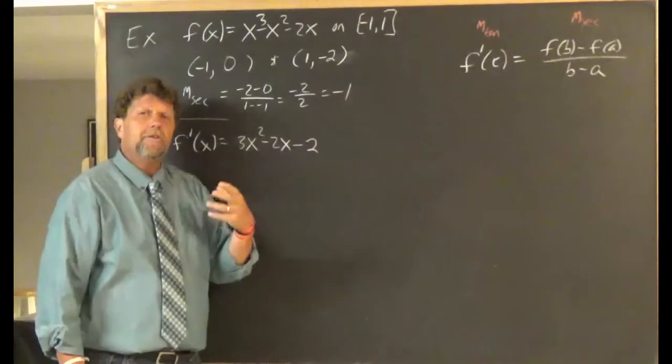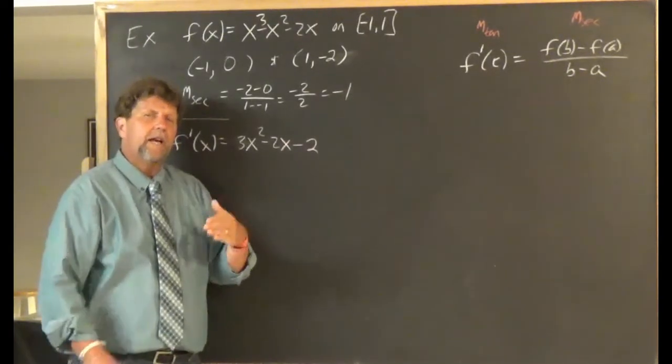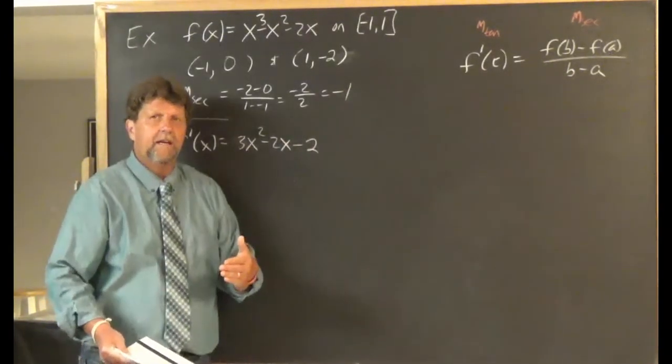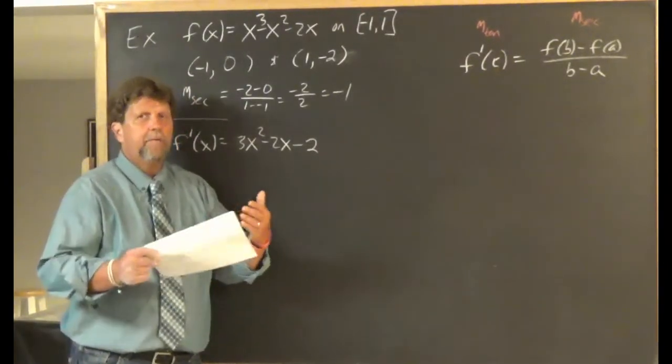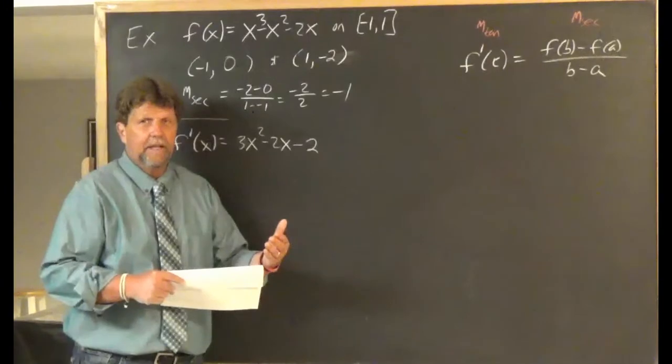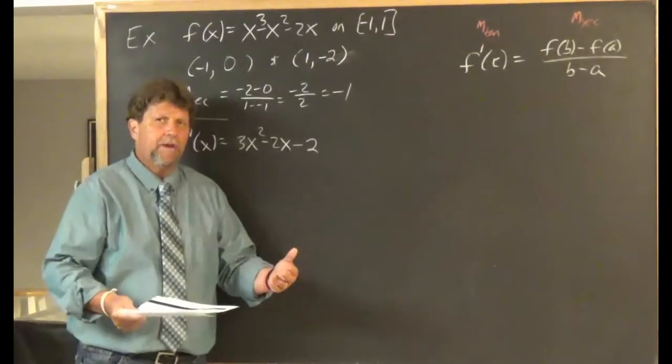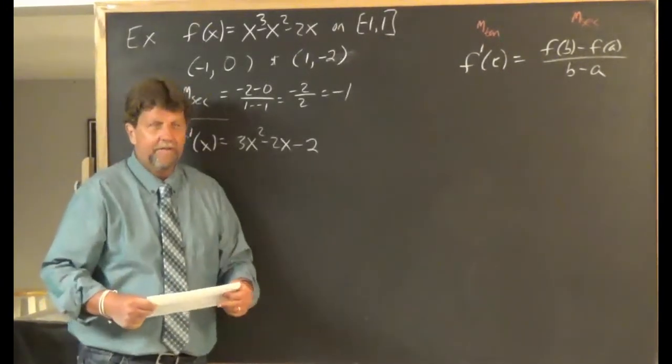You're finding those values of x where the slope of the tangent line will equal the slope of the secant line. You're finding those values of x where the tangent line would be parallel to the secant line, where the instantaneous rate of change is equal to the average rate of change.